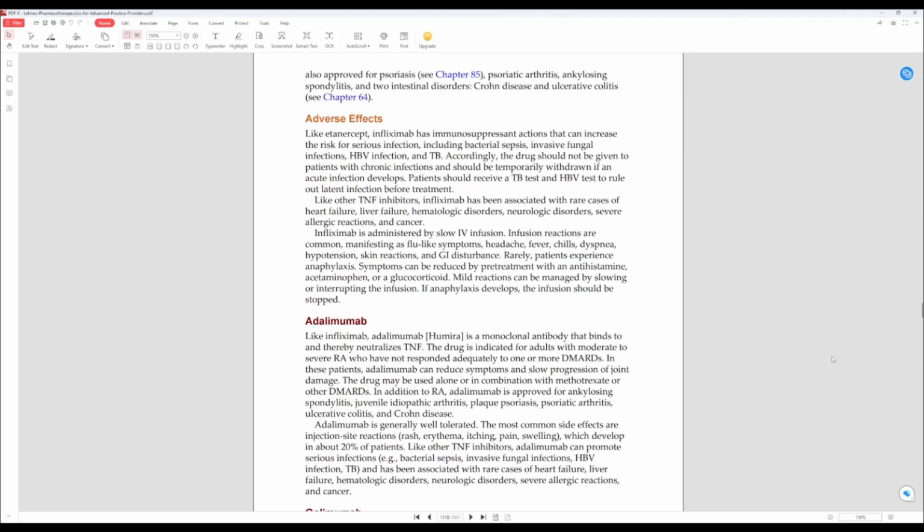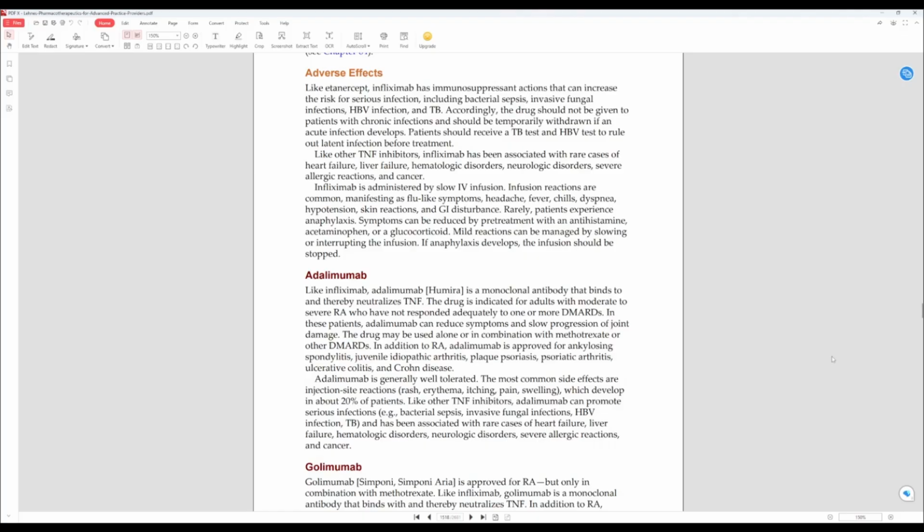It does come with adverse effects. Infliximab has immunosuppressant actions that can increase the risk for serious infections, including bacterial sepsis, invasive fungal infections, HPV infections, and TB. Accordingly, the drug should not be given to a patient with chronic infections and should be temporarily withdrawn if an acute infection develops. Patients should receive a TB test and HPV test to rule out latent infection before treatment.